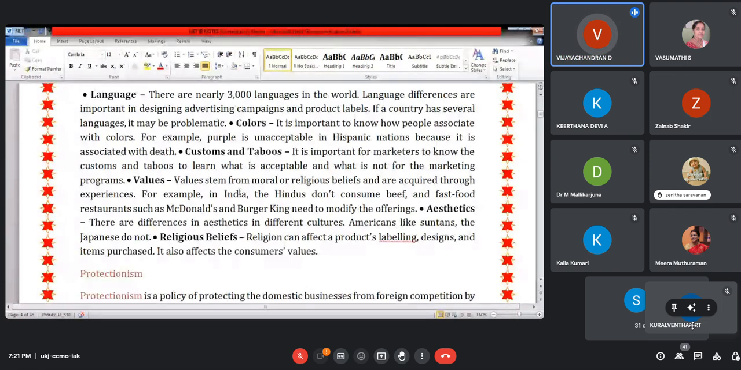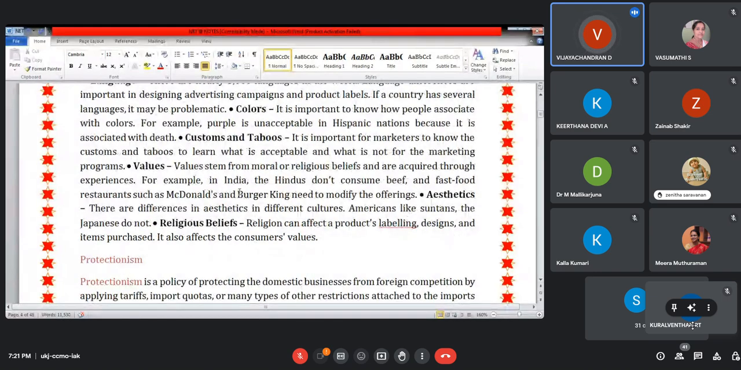Then religious beliefs. Religious beliefs are like labeling and design. I told you, if the packing is in a black color, the Indians will dislike it. So these are all the cultural factors the company should study before entering into the market. The different factors: I told the economic factors and also the socio-cultural factors.